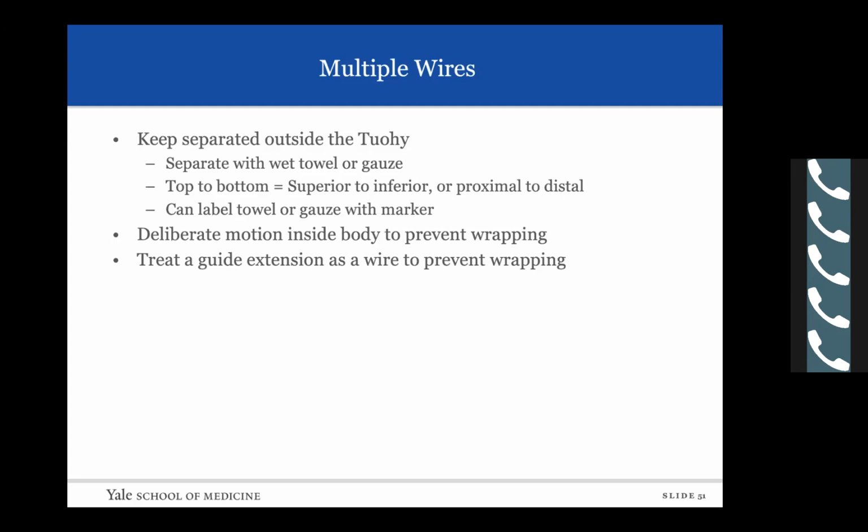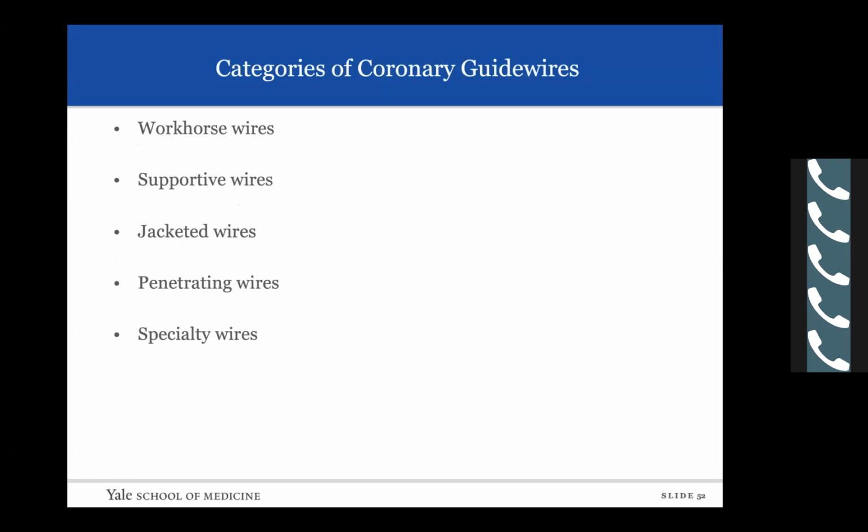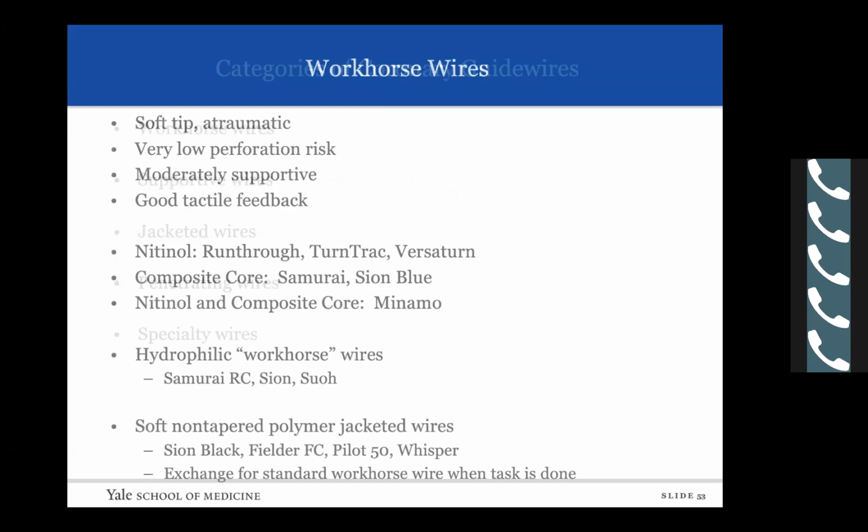So the categories we've talked about: workhorse wires, supportive wires, jacketed wires, penetrating wires, and specialty wires. The characteristics of the workhorse that we have, we usually use the Run-Through, which is the most common in our lab. People still use the BMW, every once in a while an ATW. The most advanced wires are really the composite core, which allow better torque control. That's the Samurai and the Xian Blue. And then there's a nitinol wire with a composite core, which is the Manamo.